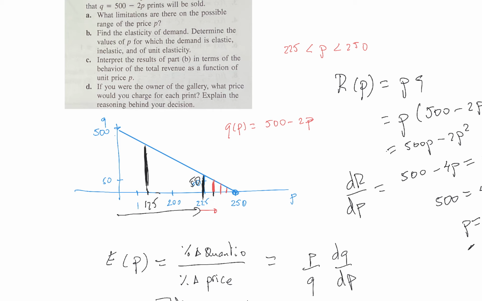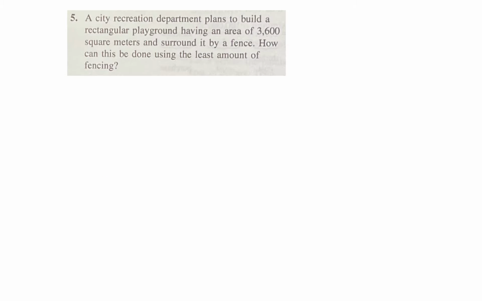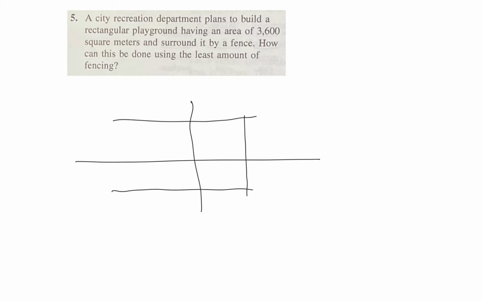Okay. This problem says a city recreation department plans to build a rectangular playground. So the rectangular playground can be imagined like this. This will be x, this will be x, this will be y, this will be y. So the area here is 2x multiplied by 2y.